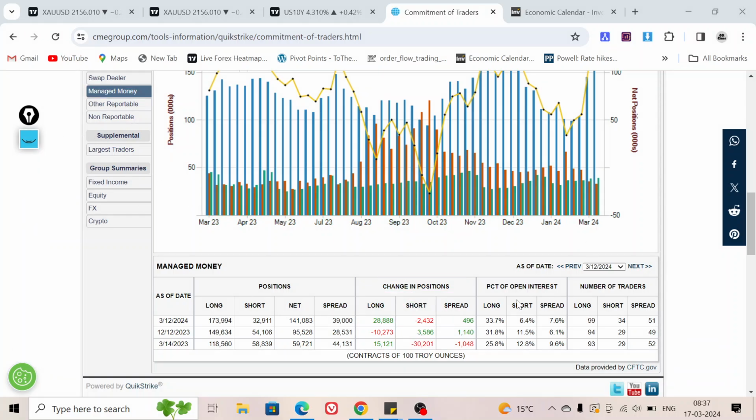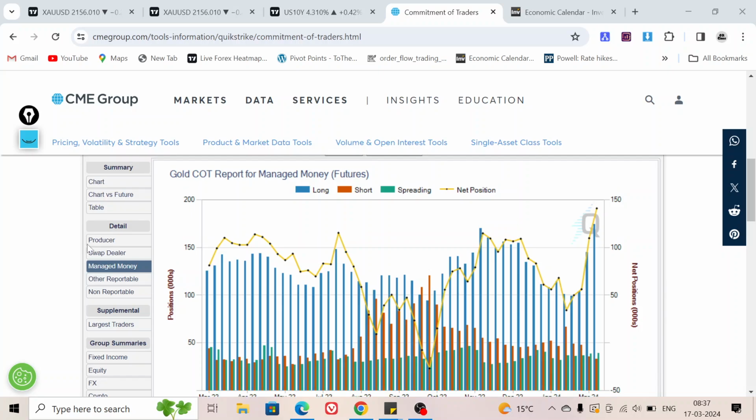And if we check the one year period of net long positions, let me show you on the chart. These blue bars are the net long positions of the managed money. If we check the COT report for this particular week, you can see that the managed money added a big number this time, and it is at the year high.